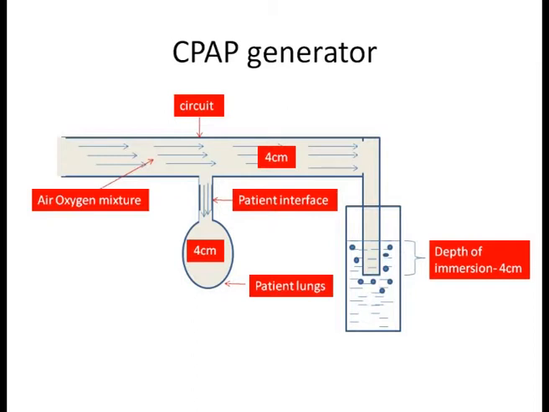So if the expiratory limb is immersed 4 centimeter down from the water level, the pressure generated in the circuit would be 4 centimeters. Now if the depth of immersion is 5 centimeters from the water level, the pressure generated would be 5 centimeters, provided there is bubbling in the bubble chamber. Now to give pressure, we have used the bubble chamber to generate pressure. Whatever pressure is generated in the circuit is the pressure which will be delivered to the patient's lung.